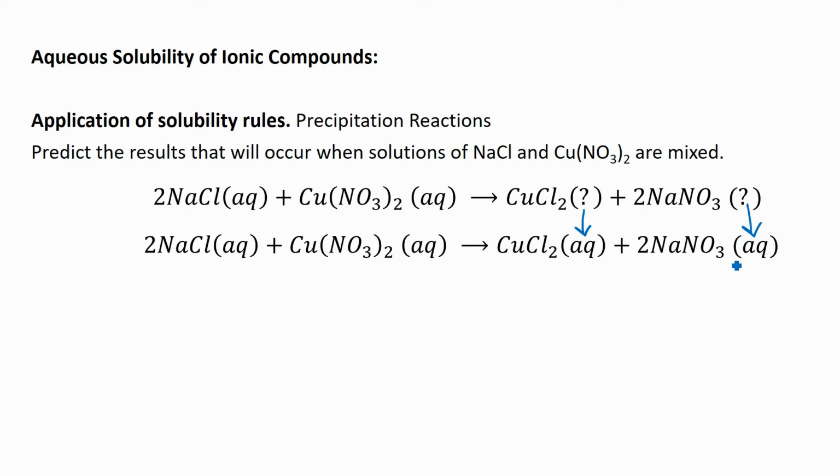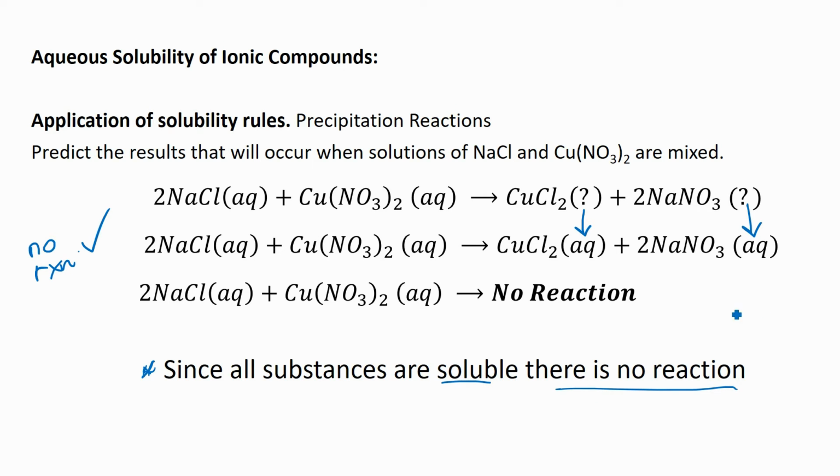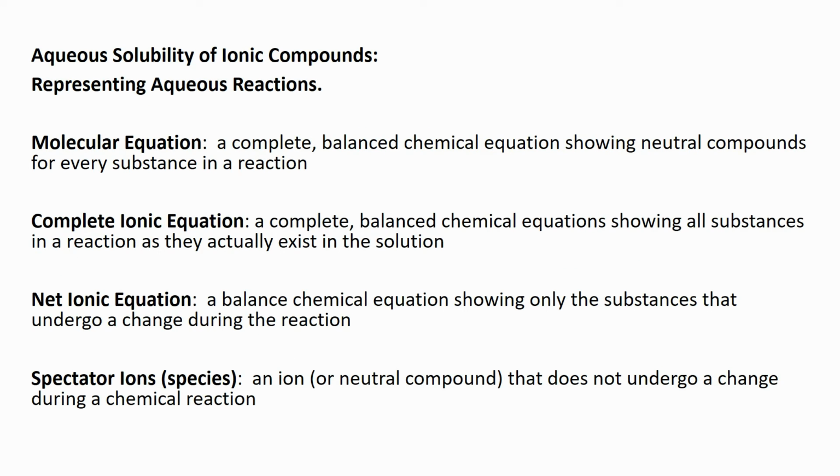All nitrates are soluble. So you end up with all aqueous states. In this case, we usually say there's no reaction, because the only time we say there's a reaction is when you're forming a gas, a solid, or a liquid on the product side. So here, since all substances are soluble, they are all aqueous, there's no chemical reaction happening. There's no reaction. In fact, we don't need to show these products because all these guys will exist as ions floating in solvent.